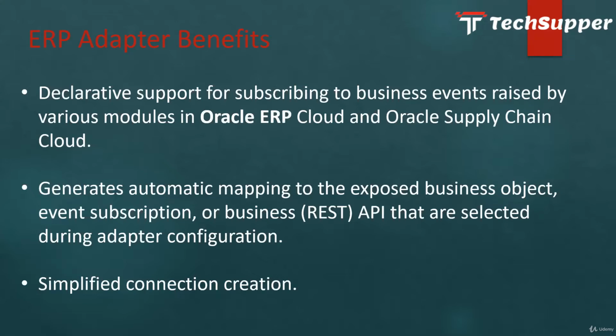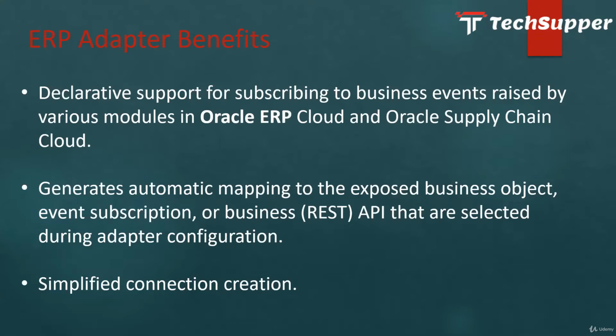It generates automatic mapping to the exposed business object, event subscription, or business REST API that we select during adapter configuration. Let's suppose we use a business object. It represents a self-contained business document that can be acted upon by the integration. An integration can send requests to create a new record for that business object. They can send a request either to update or delete an existing record for a business object. Integration can also send requests to retrieve information about one or more records representing the business object.